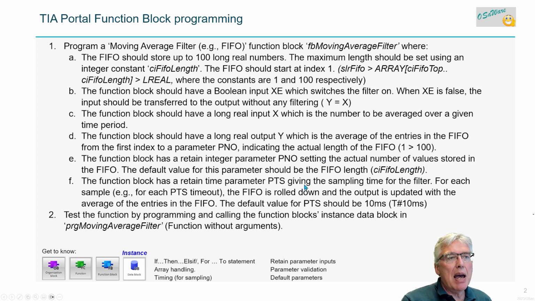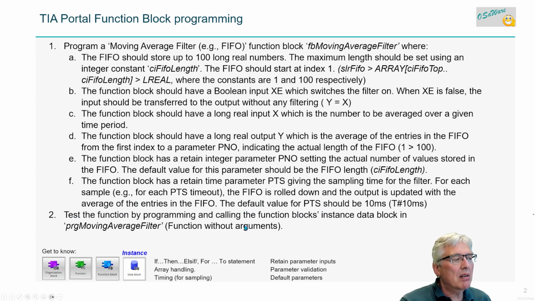PTS is the sampling time for the filter. How often should we input something in the filter and do the calculations: every second, 500 milliseconds, 2 seconds, 10 seconds? We don't know. But it is a parameter for each sample. Default value for the PTS should be 10 milliseconds, so that's something we're going to look into.